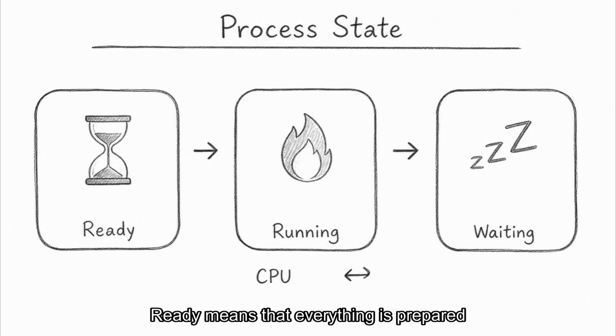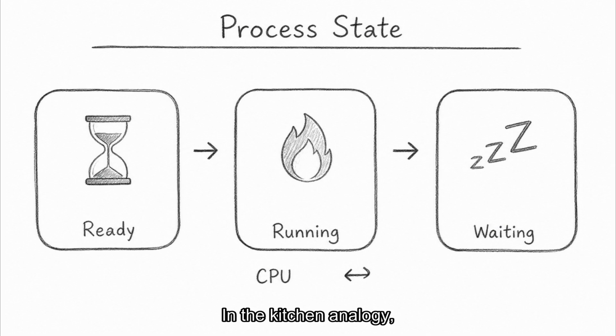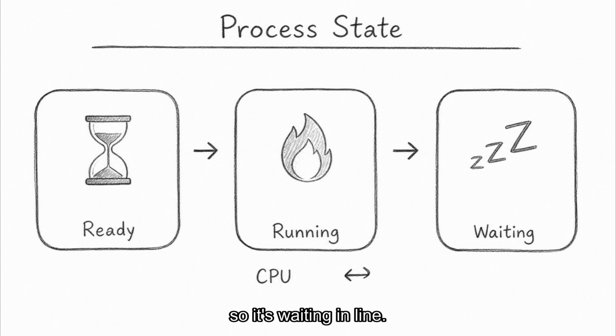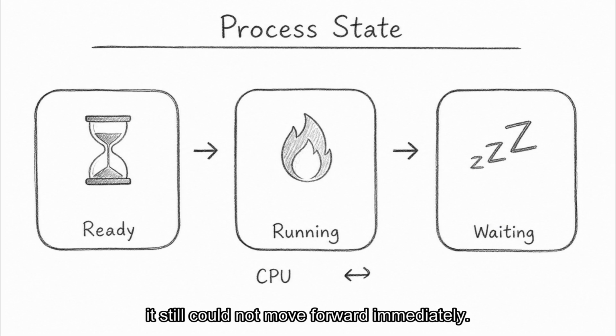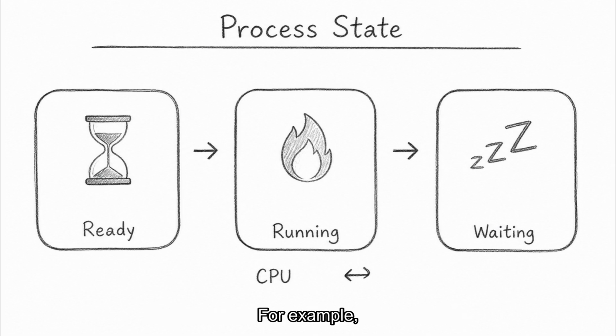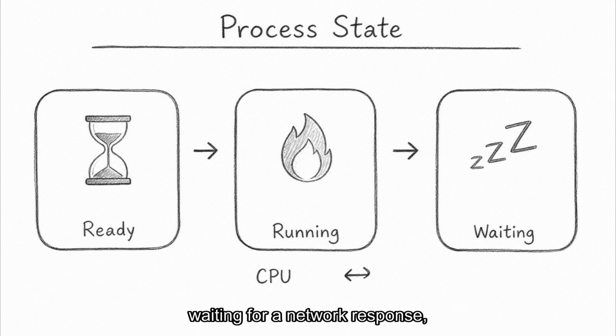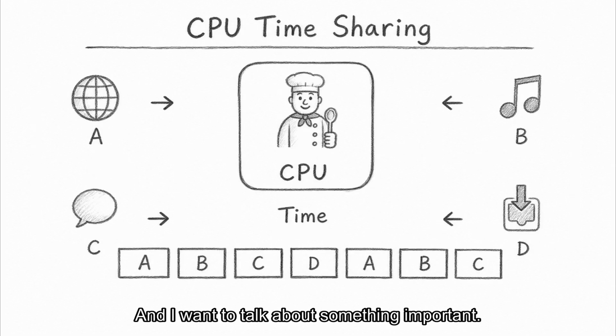Ready means that everything is prepared and the process is ready to run, but it's still waiting for its turn on the CPU. In the kitchen analogy, the ingredients are already out and the cooking order is already planned. But the stove is still occupied, so it's waiting in line. Waiting or blocked means that even if you gave it the CPU right now, it still could not move forward immediately. For example, it might be waiting for more data from the disk, waiting for a network response, or waiting for keyboard input.